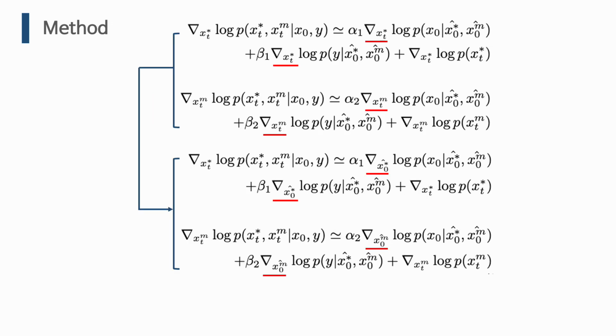Therefore, we hijack the DPS update path to take the gradient step with respect to X0* hat and X0^M hat, not XT* and XT^M. Intuitively, before taking the reverse diffusion step for XT* and XT^M, we can update the posterior mean via guidance to make it closer to X0, and then take the reverse diffusion step. And this is our second main contribution.